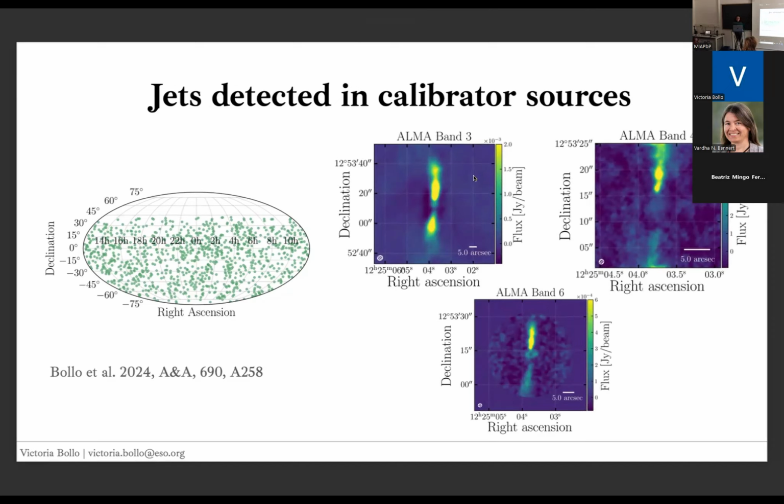For example, here is the same calibrator observed in different ALMA bands. So here you can see in ALMA band 3 two bright hotspots that seem to be two side lobes. Then if we look at ALMA band 4, the continuum of the lower part seems to fade away. And then this is the ALMA band 6 image of the same calibrator. So this is basically a very powerful sample that could help us to study different jets in different ALMA bands.